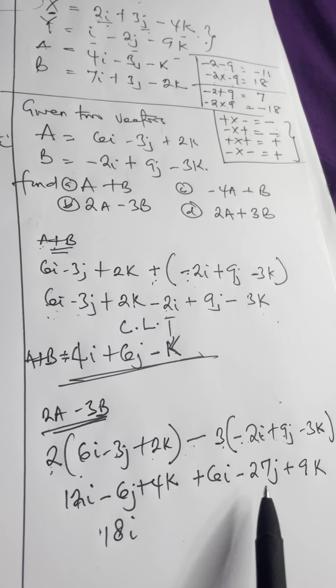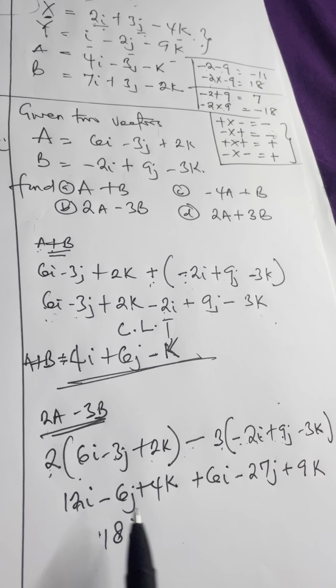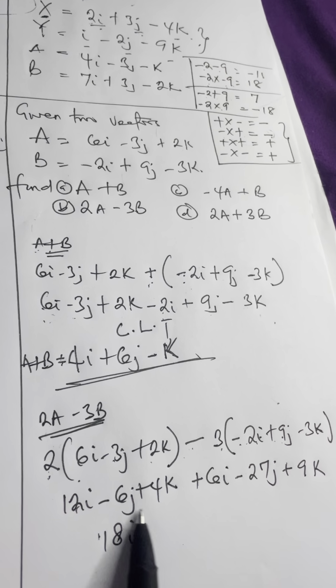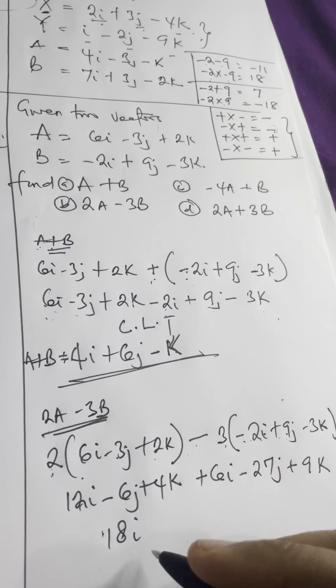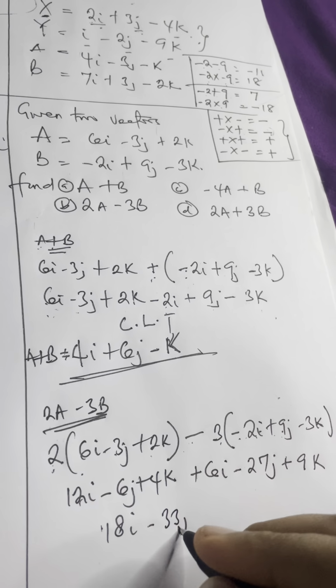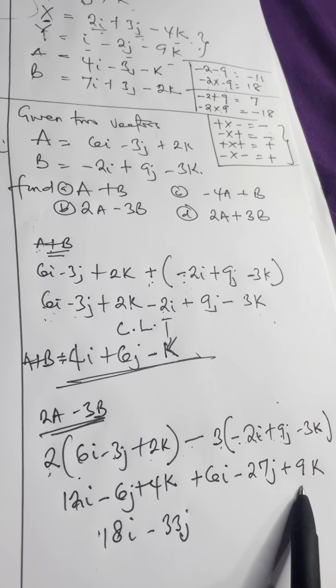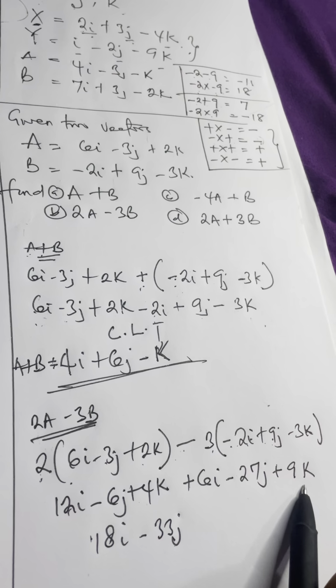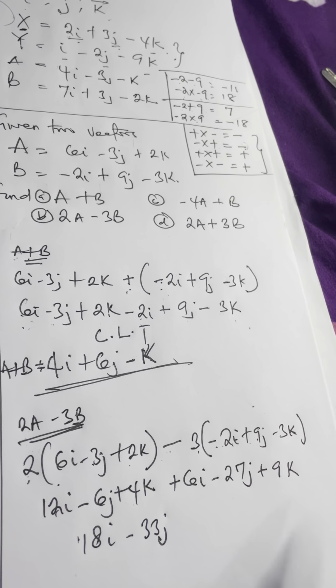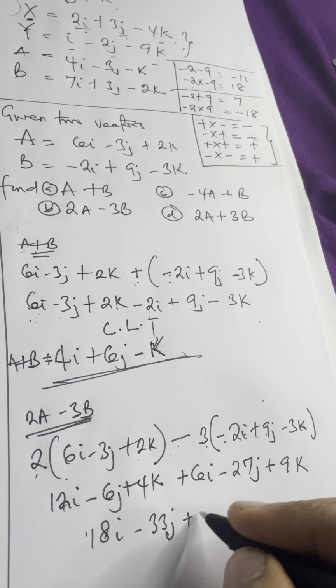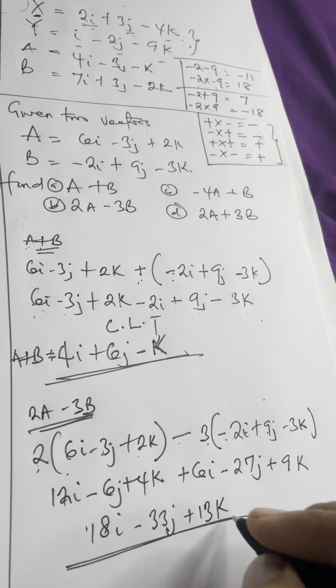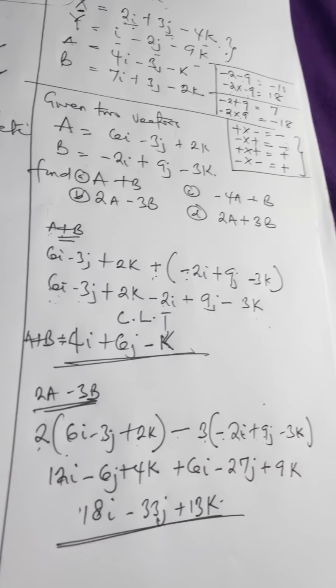Then now minus 6j minus 27j. These are like terms. So minus 6 minus 27 will give you minus 33j. Then the last but not the least, we have 4k plus 9k. 4 plus 9 is 13, so we have plus 13k. So this is, of course, the answer.